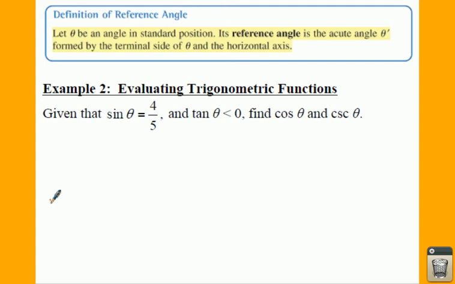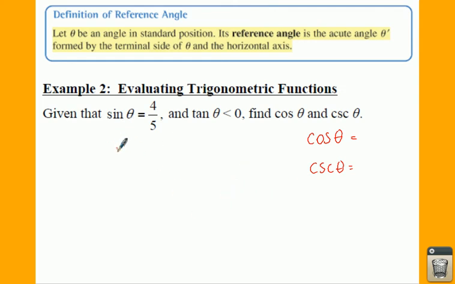So what we're going to do here for example 2 is we could use reference angles. We'll use reference angles here in a little bit, right after example 2. Anyway, what we have here is we're given that sine of theta is 4/5 and tangent theta is negative. We need to find cosine of theta and the cosecant of theta. We know cosecant theta is a reciprocal of sine, so we'll be able to find that one pretty easily.